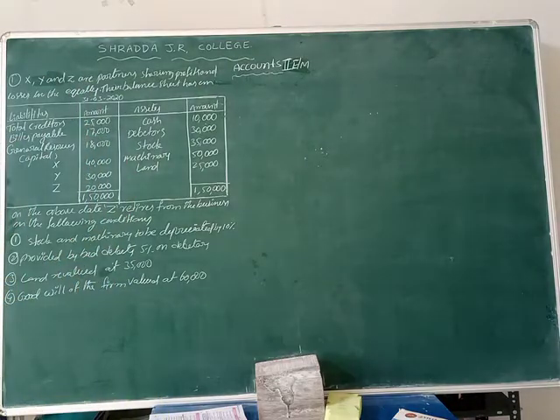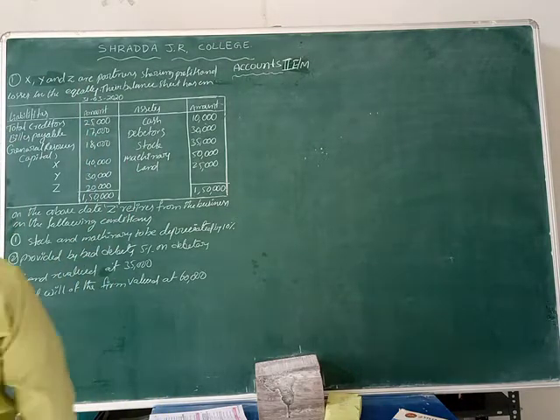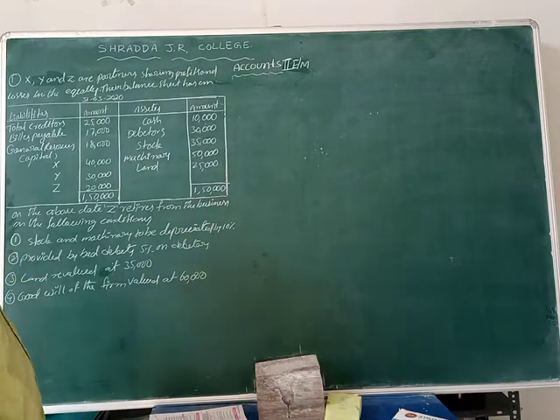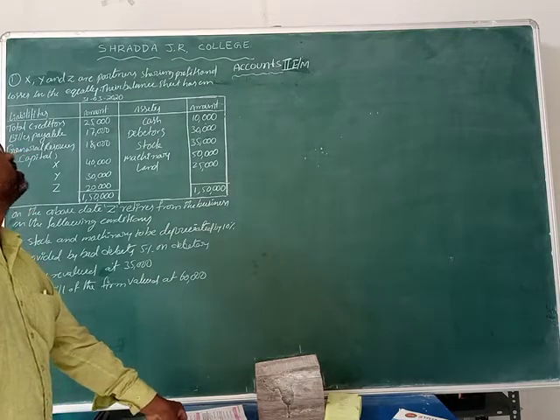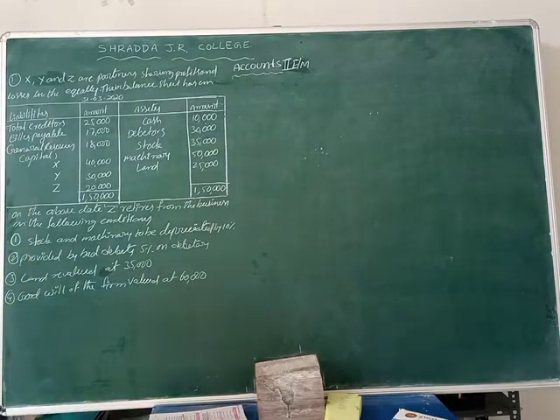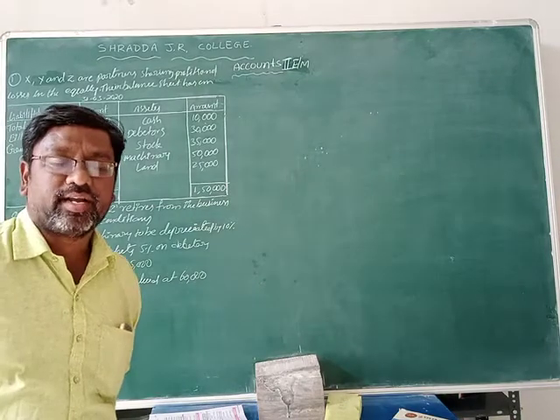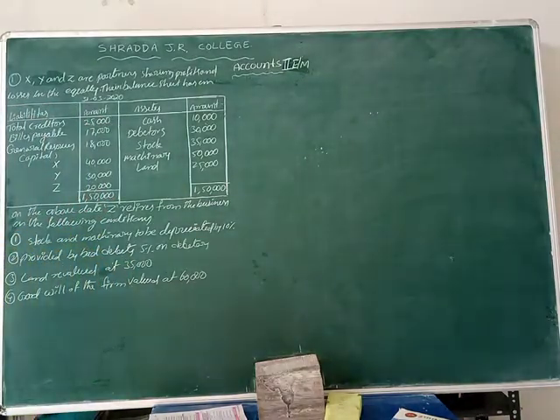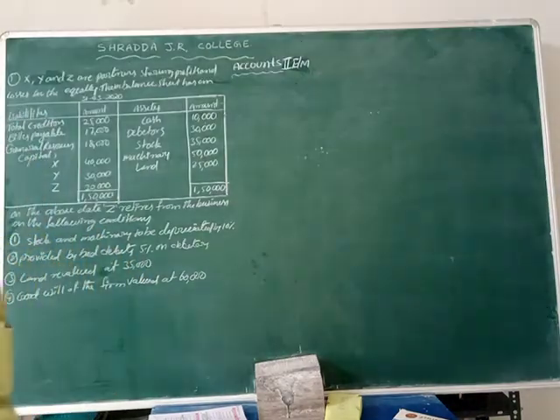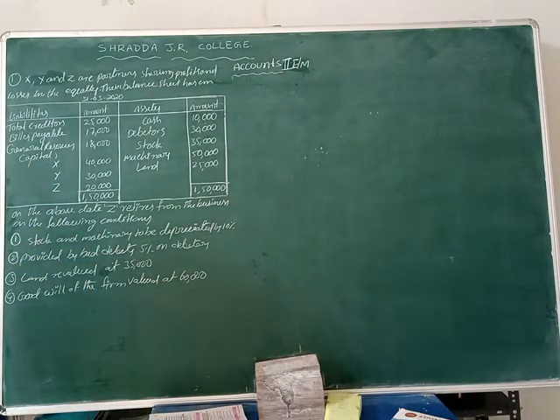Just listen to me. What is the question first of all? X, Y and Z are partners sharing profits and losses in the ratio equal. X, Y, Z, three members are there. This business is sharing profits and losses equally. Equal means 1:1, or 2:2 or 3:3, you can take any number. Those are all equal for X, Y and Z.